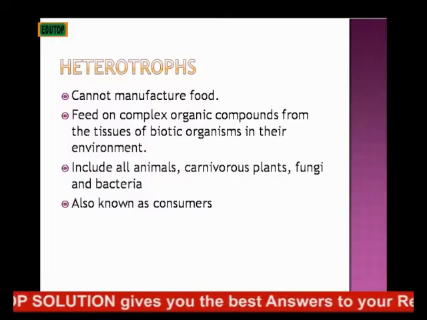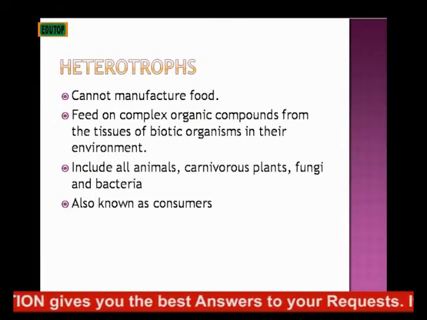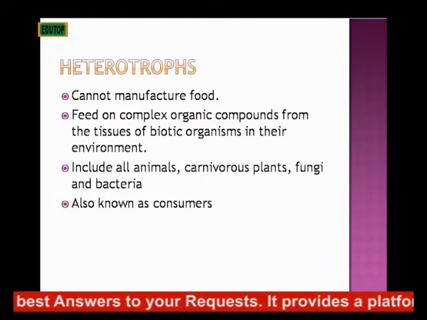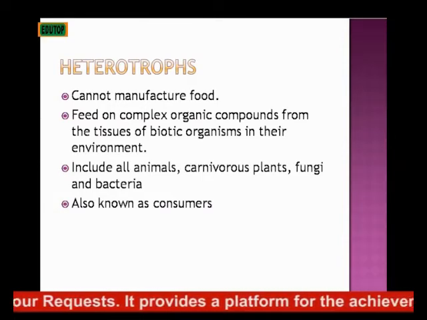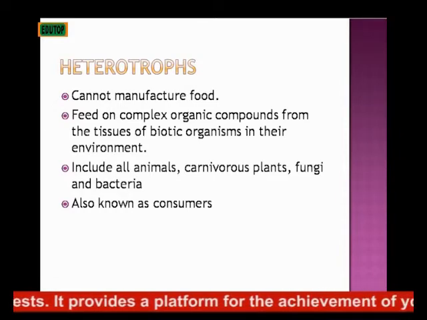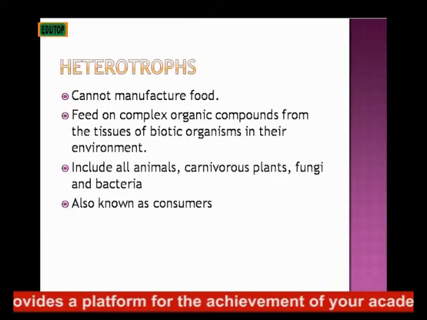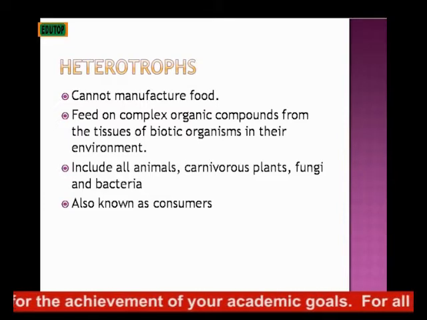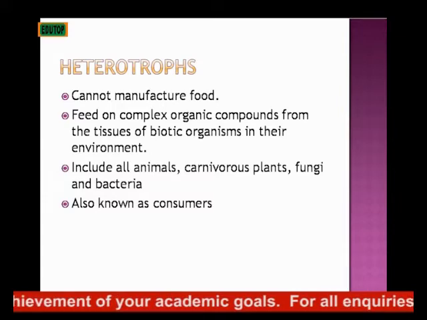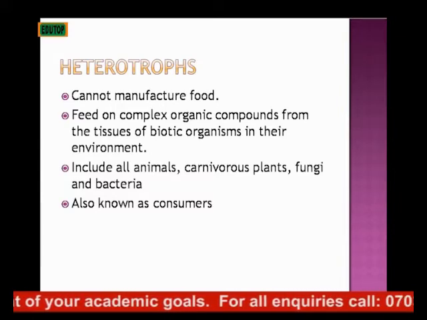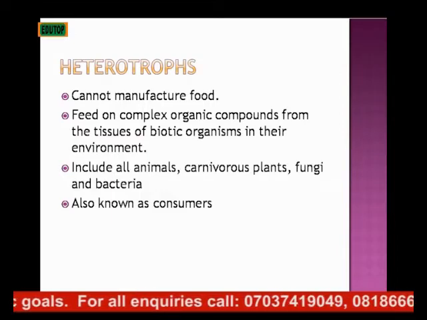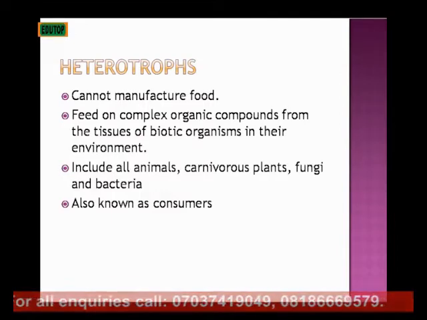But heterotrophs, on the other hand, cannot produce their own food. They cannot manufacture their own food. Hetero means different, multiple. So they feed on complex compounds from the tissue of biotic organisms in their environment. They feed on any other thing they can lay their hands on. They don't manufacture their food, so they are dependent. And that is why I said autotrophs are primary producers, while heterotrophs are consumers. They don't produce, so they consume.